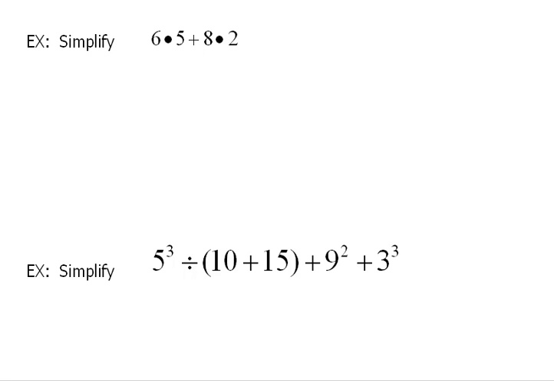Alright, let's work some more order of operation problems here. Here we have one that says 6 times 5 plus 8 times 2. So we have three operations here. We have a multiplication, an addition, and another multiplication. So we need to decide what comes first.